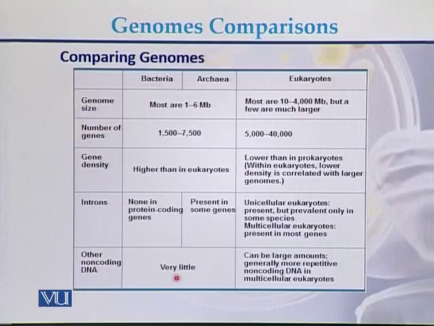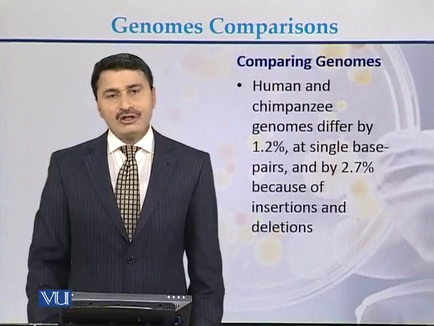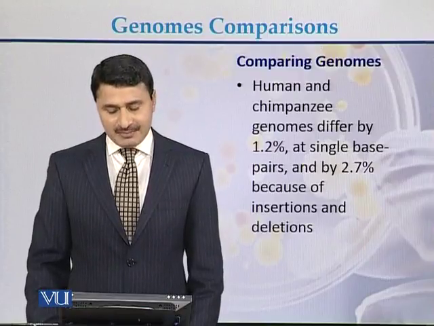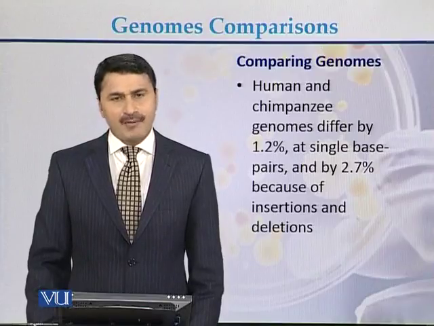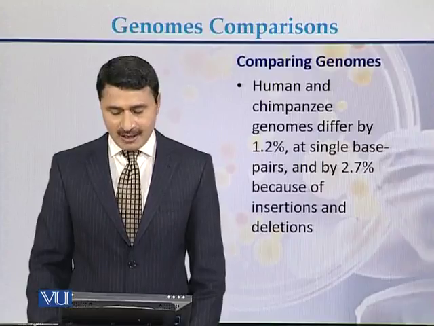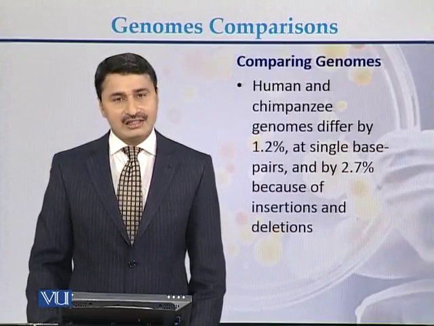Other non-coding DNA is very little in prokaryotes, while in eukaryotes a large amount of repetitive and non-coding DNA is present in multicellular eukaryotes. So this is a comparison of the genomes considering the size of the genome, number of genes, gene density in prokaryotes and eukaryotes, introns, and other non-coding DNA. When we compare the genomes, we see that the human and chimpanzee genomes differ from each other by approximately 1.2% at single base pairs and by 2.7% because of insertions and deletions.